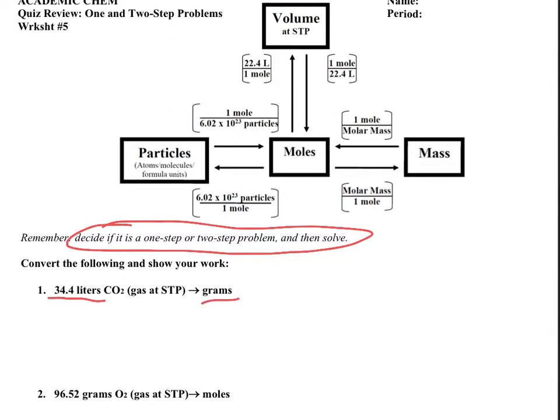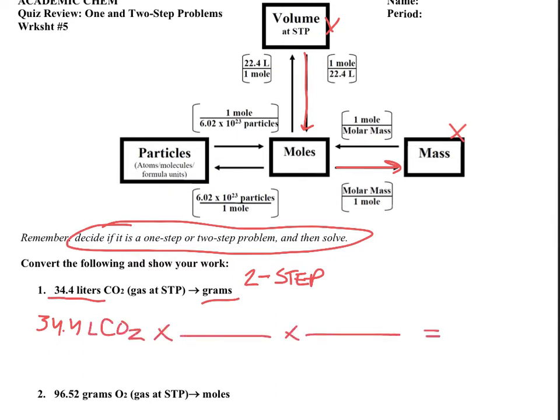So if you're starting off with liters, volume island, and going to grams, which is mass island, that means you're going to be doing a 2-step type problem, right? So maybe make a little note to yourself that that's going to be 2 steps. So we're going to start with definitely what we're given, 34.4 liters of carbon dioxide. And since it's a 2-step, I'm going to give myself 2 spots to write.